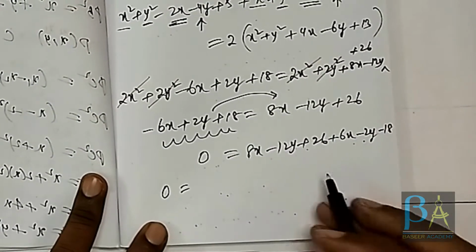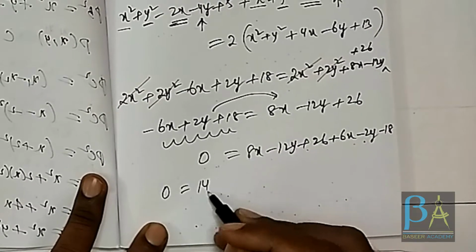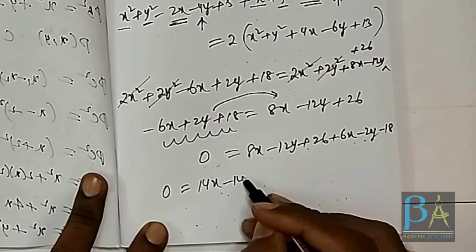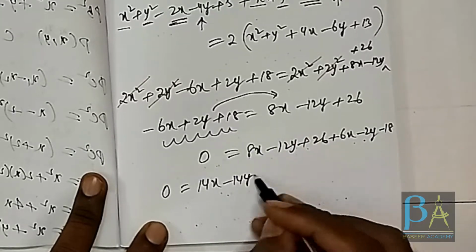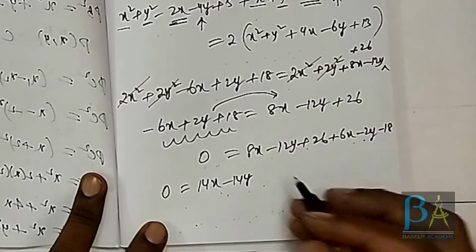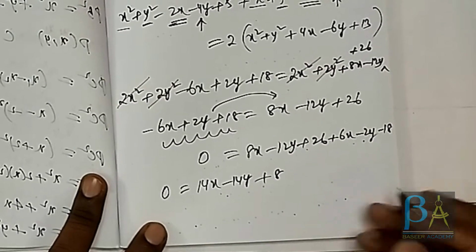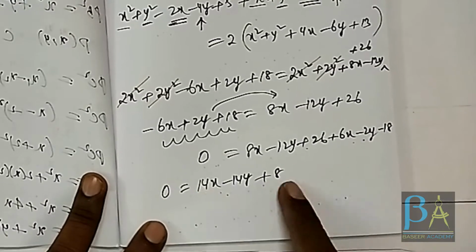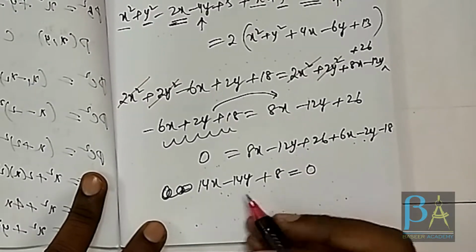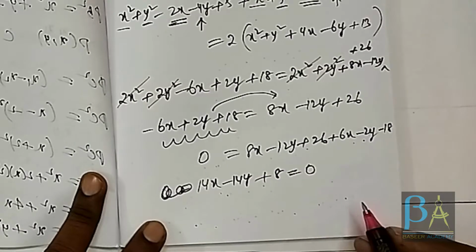So what am I left with? 8x plus 6x gives me 14x, minus 12y minus 2y is minus 14y, 26 minus 18 gives us 8. Now instead of writing 0 is equal to this thing, you can very well write this thing is equal to 0. You can see for yourself 14, 14 and 8, they are in the 2 table.